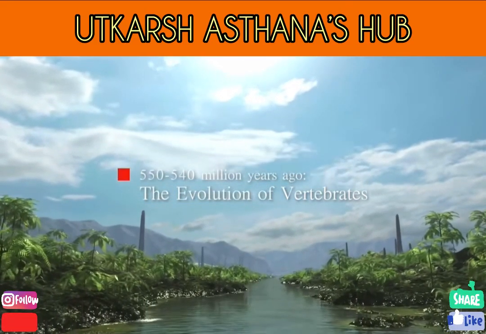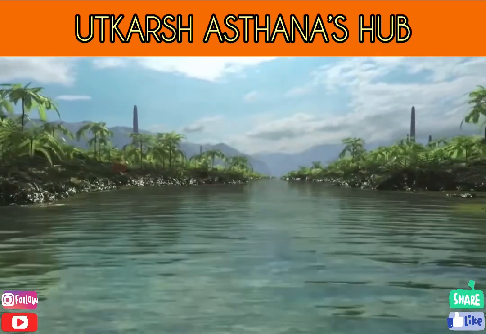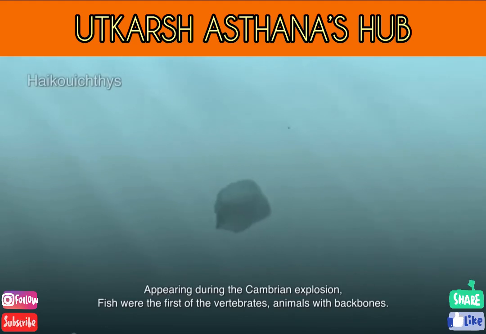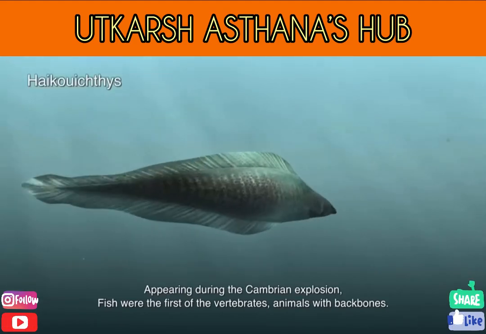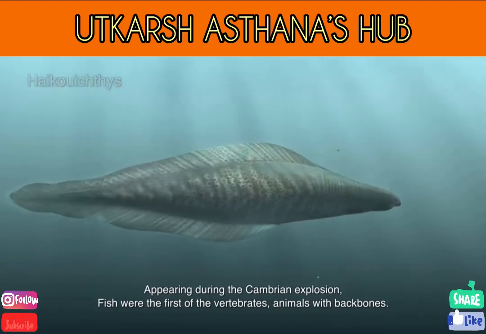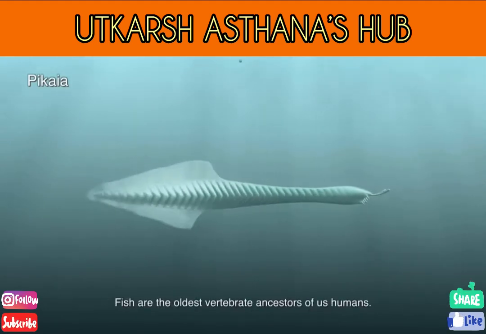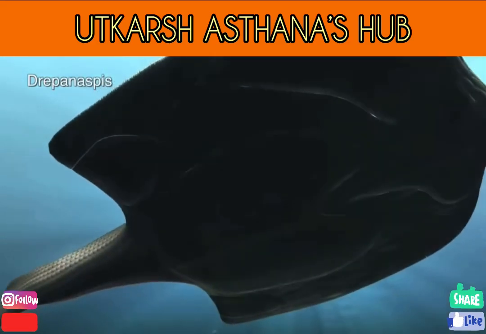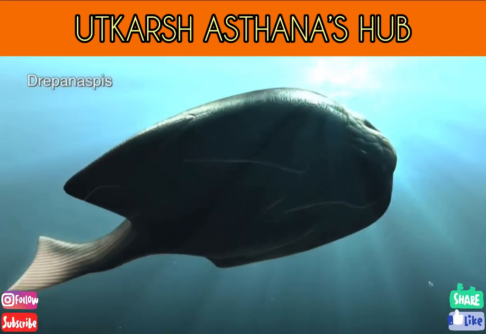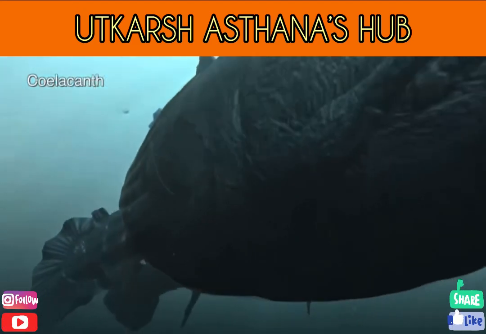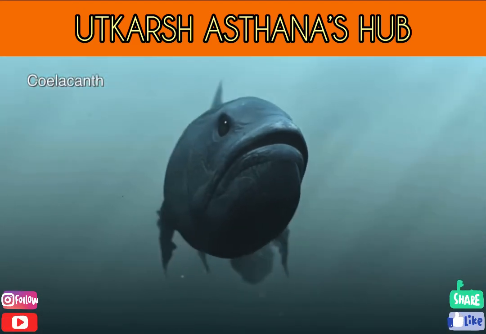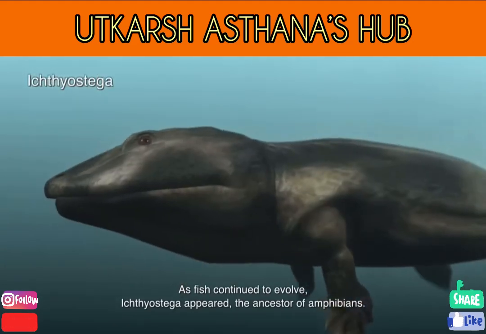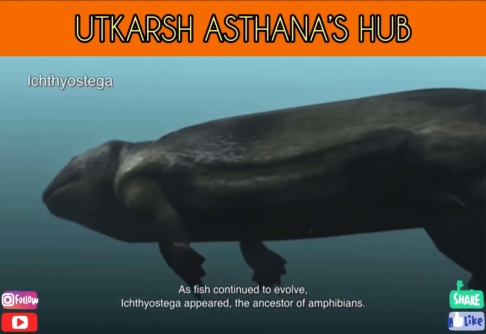The evolution of vertebrates started 550 to 540 million years ago. Appearing during the Cambrian explosion, fish were the first of the vertebrate animals with backbones. Fish are the oldest vertebrate ancestors of us humans. As fish continued to evolve, Ichthyostega appeared, the ancestor of amphibians.